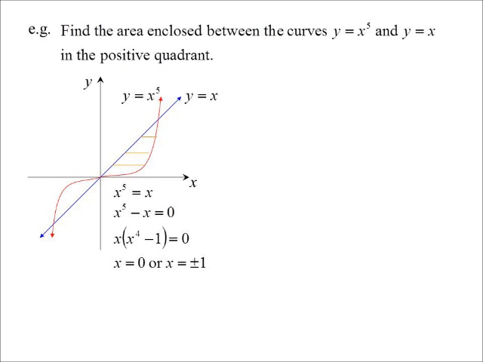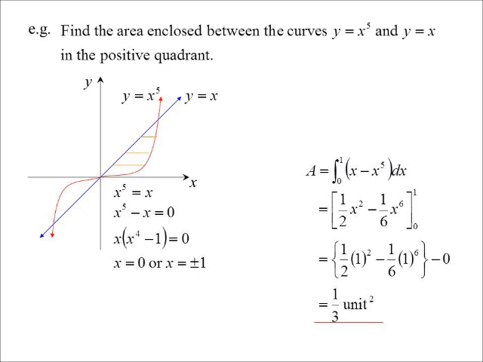So, okay, we're doing the area. The blue one's on top. So x minus x to the 5. Add 1 to the power over the new power. There's our answer, 1/3 units squared.